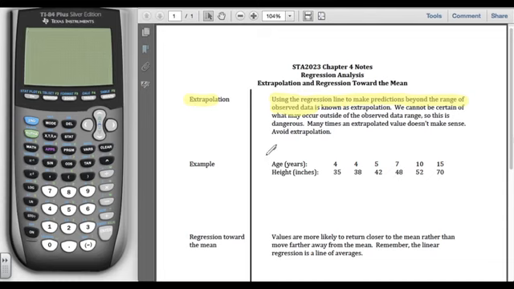For example, here I have the ages and heights of 6 people. I have a 4-year-old who is 35 inches all the way up to a 15-year-old who is 70 inches tall, and I've got some people in between. Let's say we want to use this data to predict the height of a 30-year-old. The first thing I need to do is get my regression line equation.